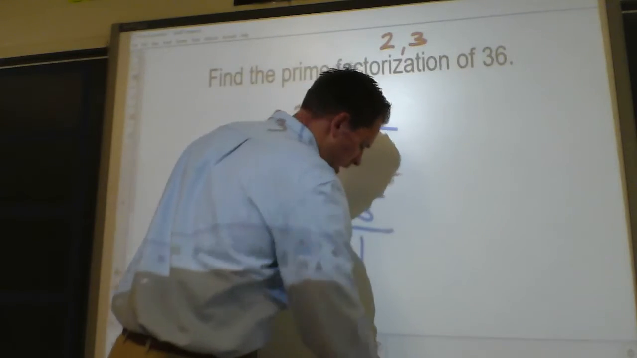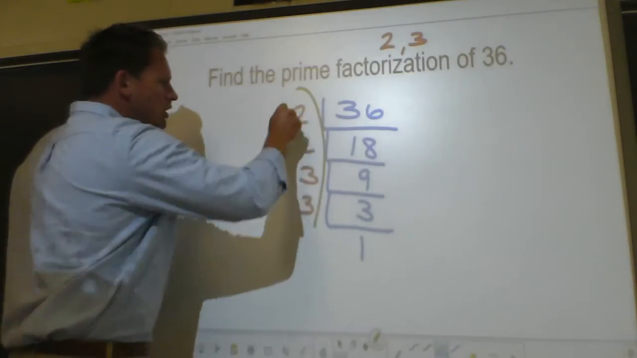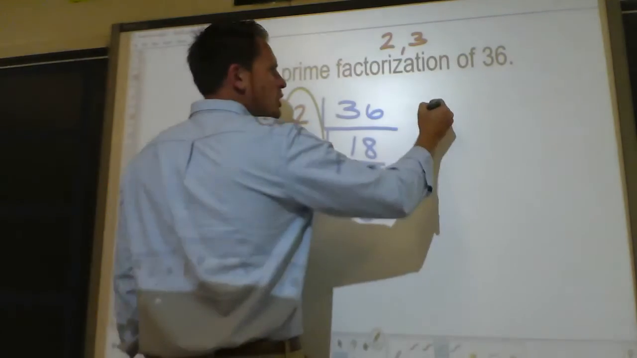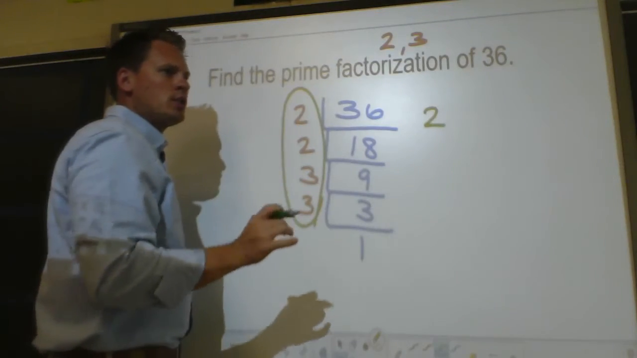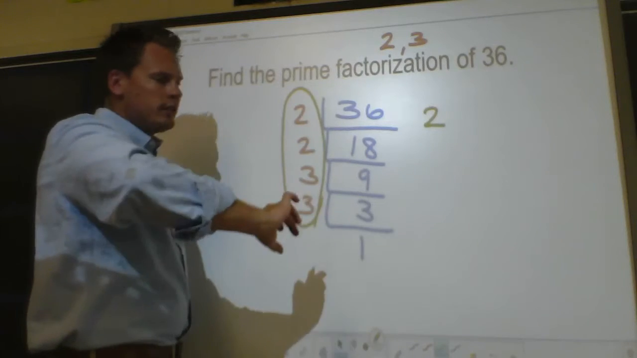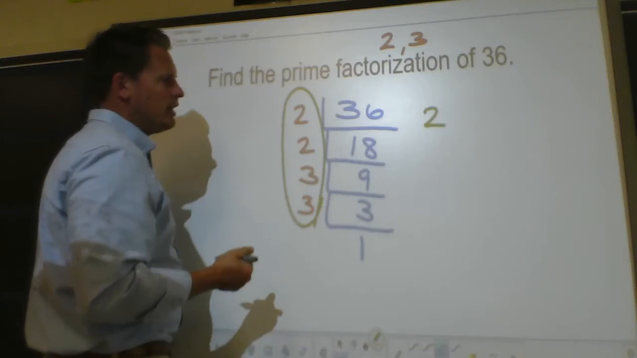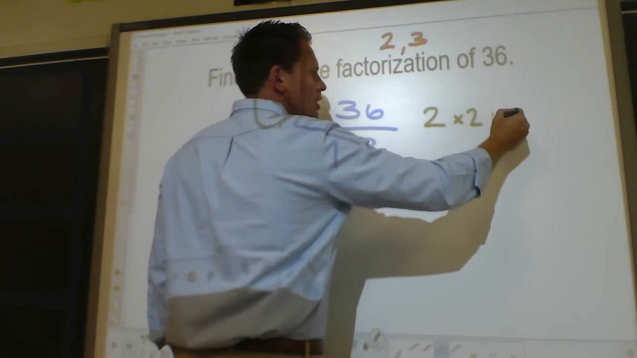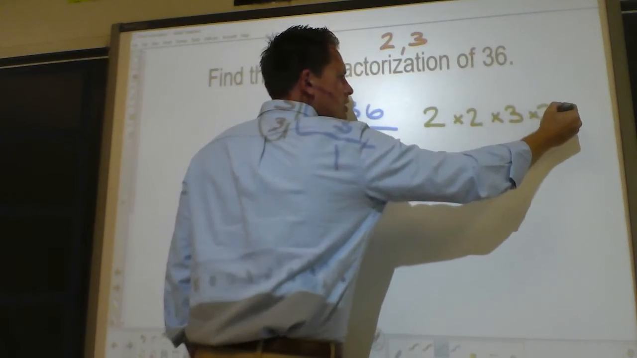So what is the prime factorization? All of these numbers represent your prime factorization. So you need to write them. Again, a factorization is a multiplication like number sentence. So we need to write this in factorization form. 2 times 2 times 3 times 3.